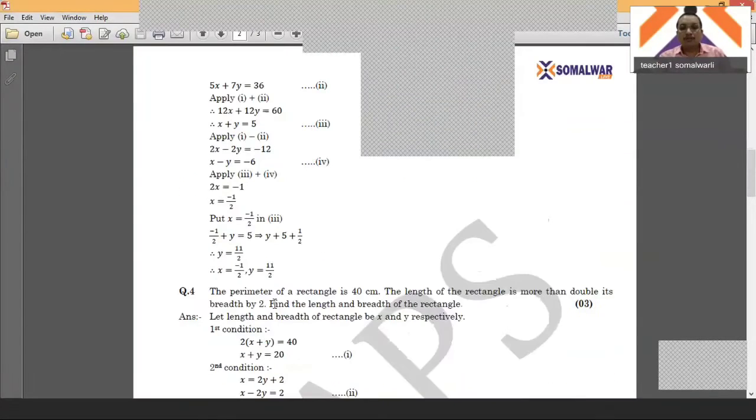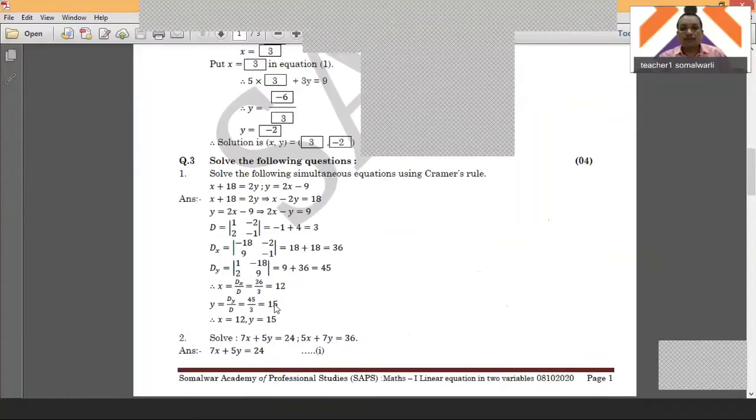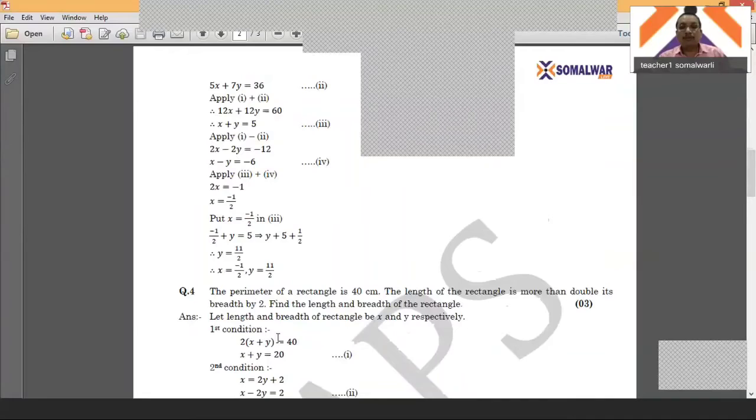Then question number 2. Solve 7x plus 5y is equal to 24 and 5x plus 7y is equal to 36. So you can observe here 7x, here 7y, 5y, 5x. That means the coefficients of x and y are interchanged. As coefficients of x and y are interchanged, in 9th class we have studied how to solve this type of problem.